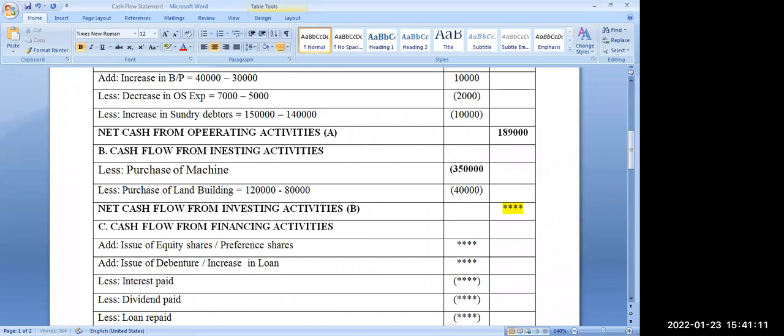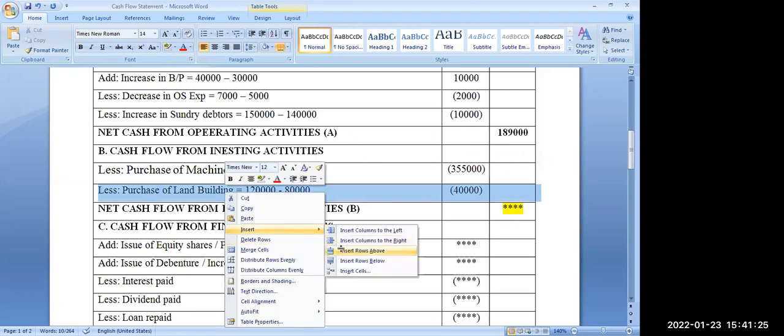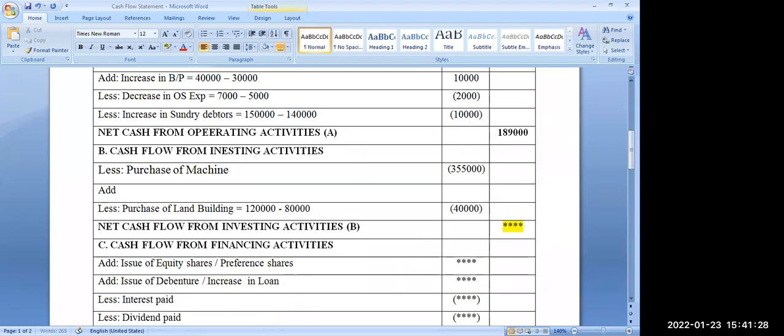3,55,000 minus. Okay. And then there is one more item in the same plant and machinery. There is a sale of plant and machinery. So I'll take one more line. Sale means addition, we are getting money. Inflow. Sale of machine. How much is it?